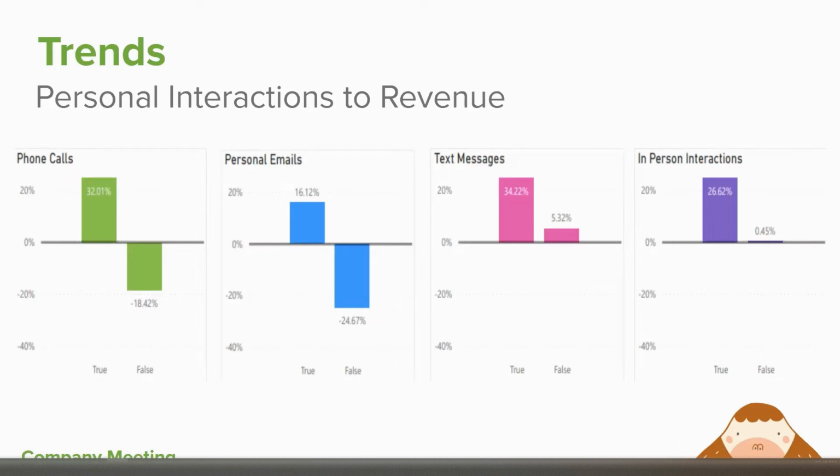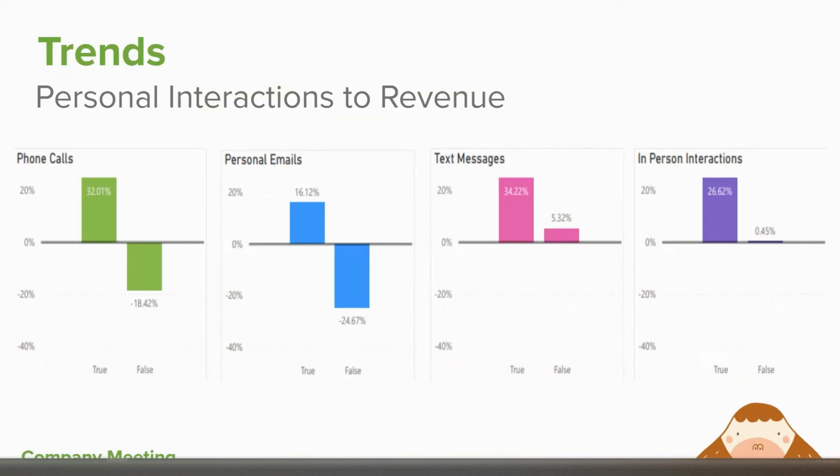I wanted to show some trends here as well, relating personal interactions to revenue. We looked at data from Bloomerang customers and how personal interactions affected their revenues. For example, here we have for phone calls, for organizations that made a phone call to their donors or recorded a phone call to their donors, they saw a 32% increase in revenue versus those who didn't, that saw a dip in revenue. And what we're seeing here as a trend is donors, constituents, are craving that personal interaction.